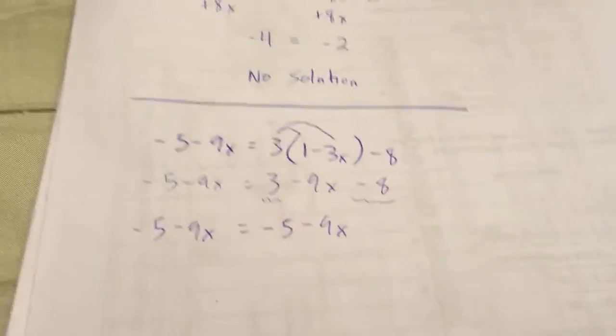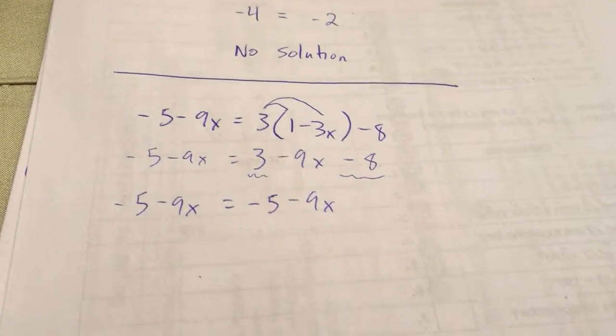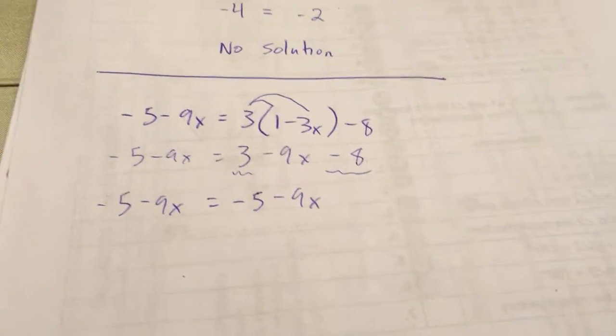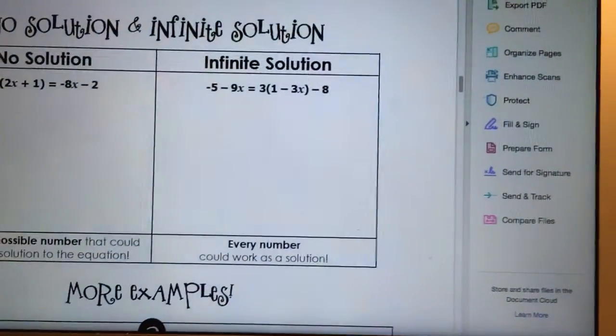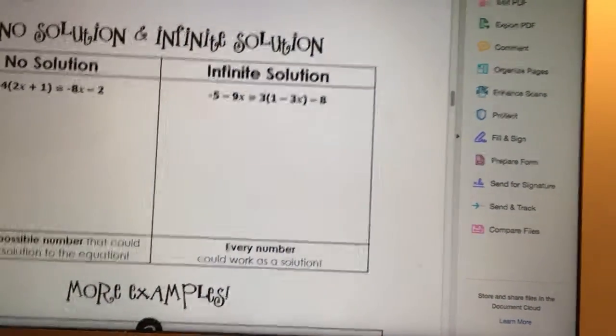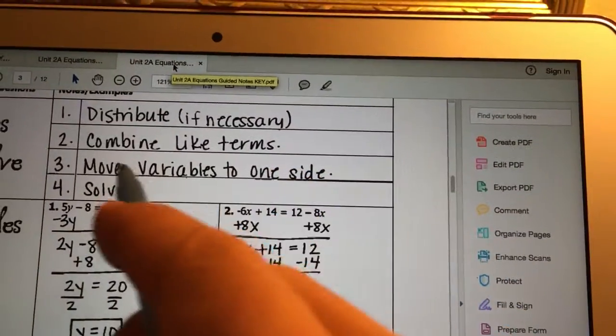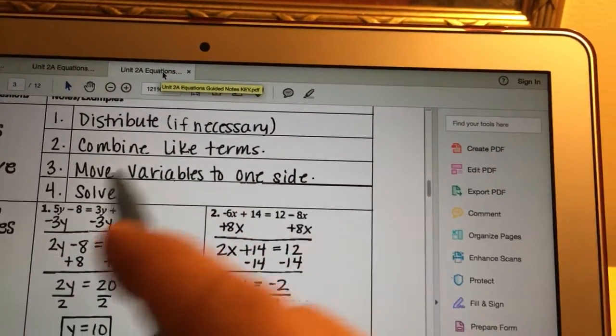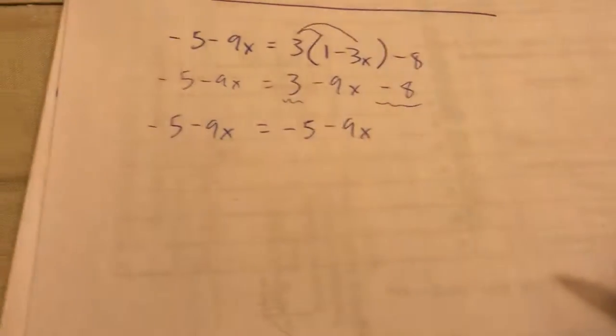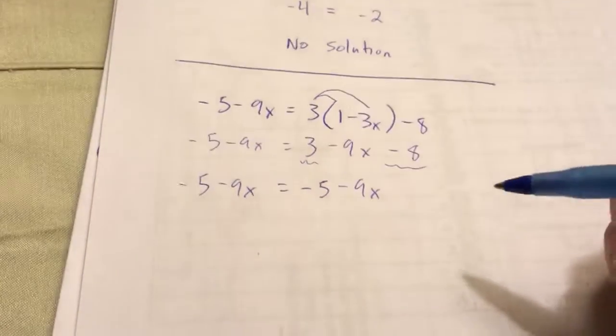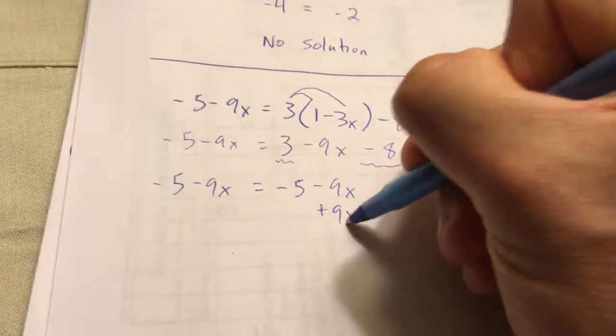Okay, so what is our next step? Well, we have to get all our variables on one side. Remember, third step is move variables to one side of the equation. Then we solve if we can after that. So we move our variables to one side. I'm going to move them all to the left side. So I'm going to add 9x to both sides.